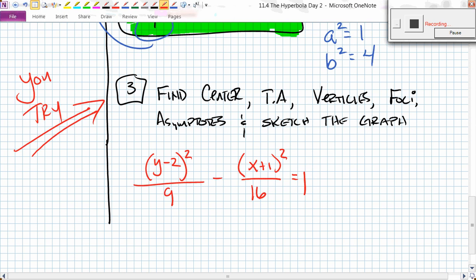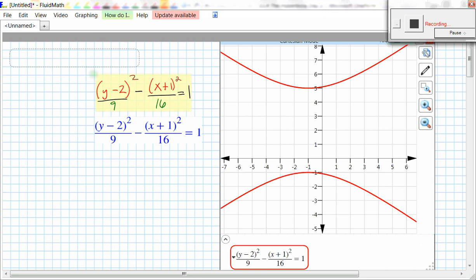Okay, let's write down all the things that we know here. We define the center, right? So, Brody, where's the center? Our center should be at negative 1, comma 2. Next thing we needed was the transverse axis. What's the transverse axis? It's not y equals 2. Gus, what is it? X equals negative 1. Very good.